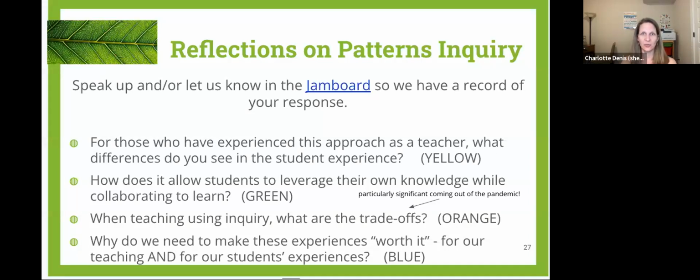And then on the next panel are the other two questions. When we're teaching using inquiry, what are the trade-offs? And we certainly have to consider, still coming out of the pandemic, there are still definitely trade-offs. What are the trade-offs that we have to consider? And then lastly, why do we need to make these experiences worth it for our students and for our teaching? You don't have to answer more than one. Maybe just pick one of those, find the spot on the Jamboard in panels 5 and 6 where that question is, and take a couple of minutes to write us a response on a colored sticky.